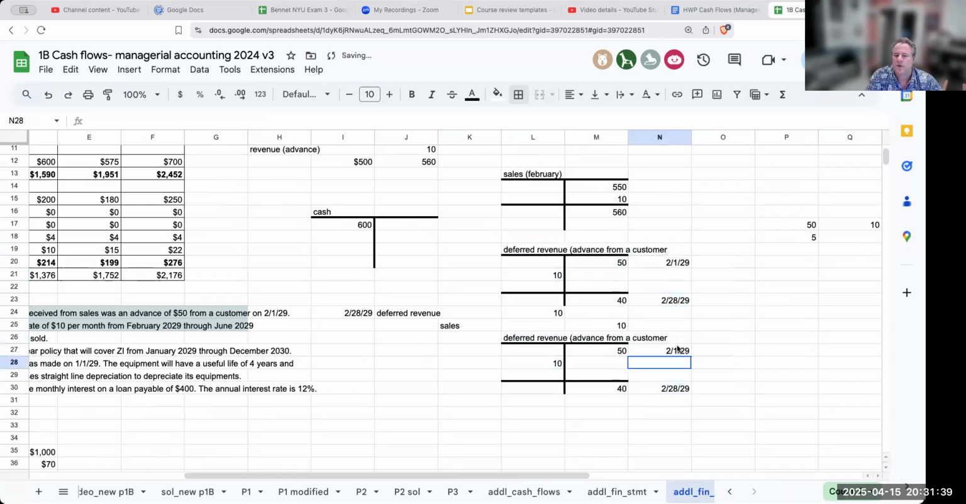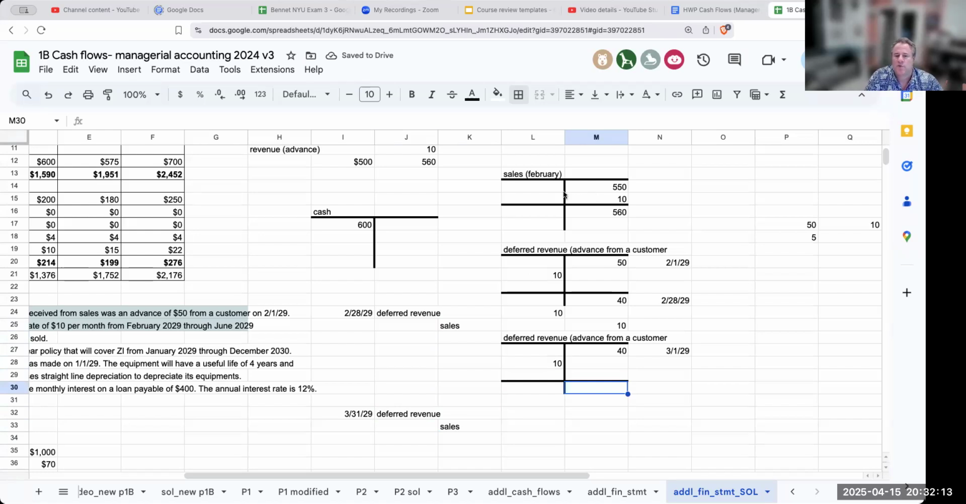Well, what happens? The ending balance as of February 28th is going to become my beginning balance as of March 1st, 2029. And so when I'm looking at this, I then have to say the same thing. Well, how much do I recognize in the month of March? Well, over on 3/31/29, I'm essentially going to be making the same journal entry. I'm going to debit deferred revenue, right? I'm decreasing my liability because I'm going through and earning it.